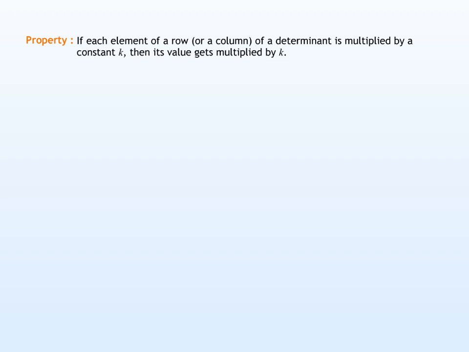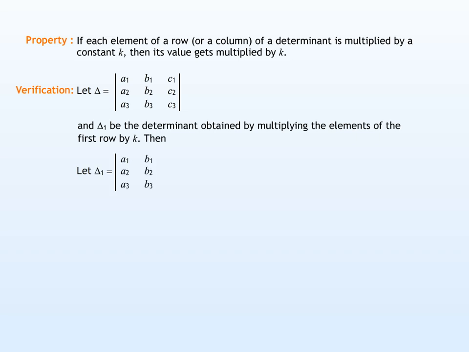Next property is, if each element of a row or column of a determinant is multiplied by a constant, say k, then its value gets multiplied by the same constant k. Let's verify the property by taking the determinant delta as shown here. Multiply the elements of the first row of the determinant delta by k. Let's call this new determinant delta 1.